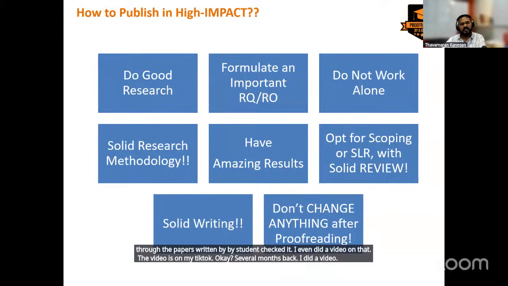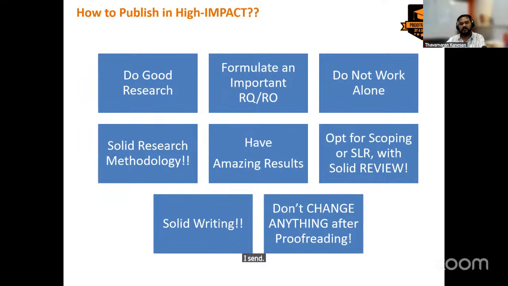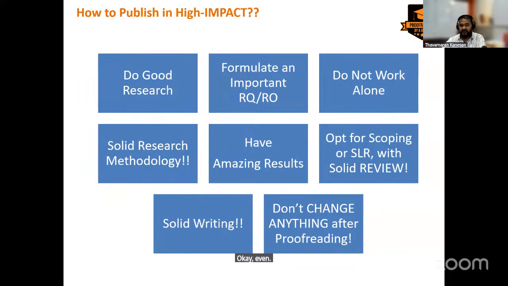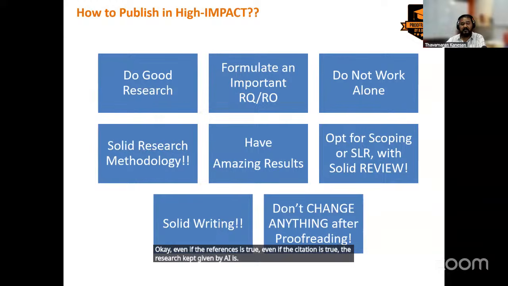I went through it and I think 70% were fake references. I sent it back. I said, I don't want it. Either the student writes everything from scratch again, or I don't want to be part of the paper. I don't want my name to be in a paper that gets retracted. Guaranteed, retraction is going to happen. Even if the references are true, even if the citations are true, the research gap given by AI is completely fake, recycled. I'll show you today.